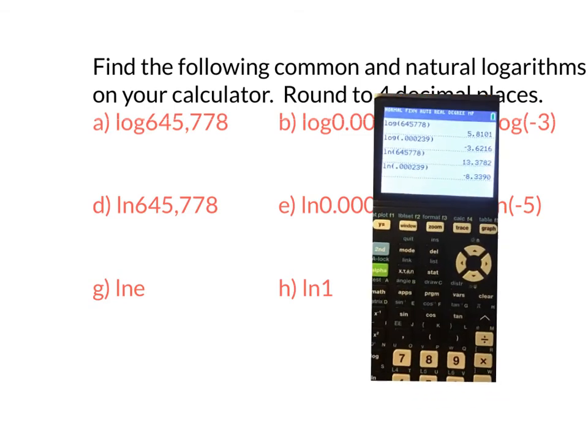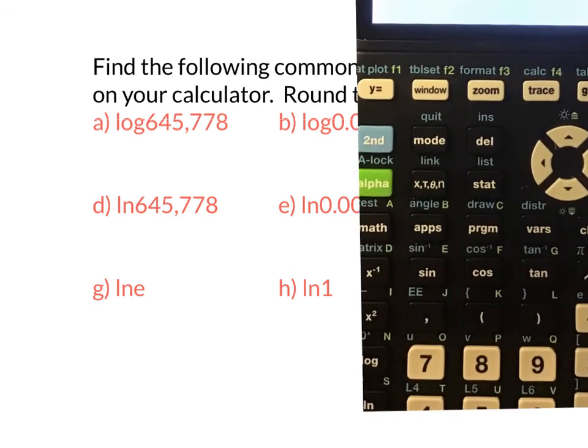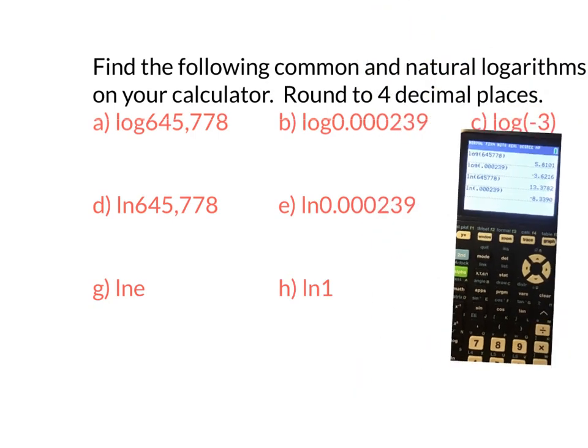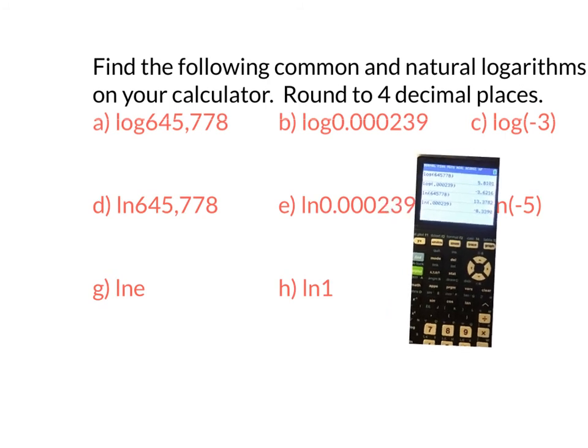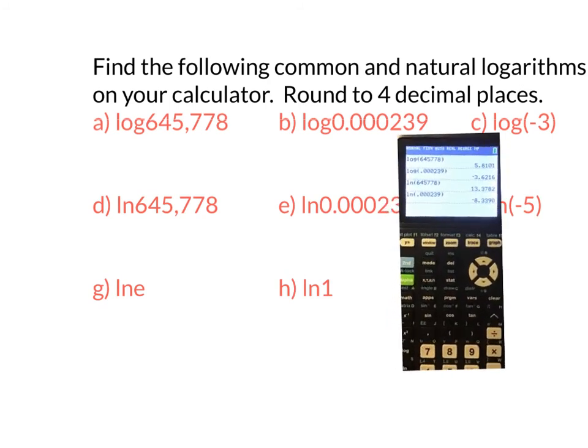And if you look at your calculator, above the log button, it says 10 to the X. Above that natural log button, it says E to the X. And that's why. Okay, the last two I didn't put those in the calculator because you don't need to.